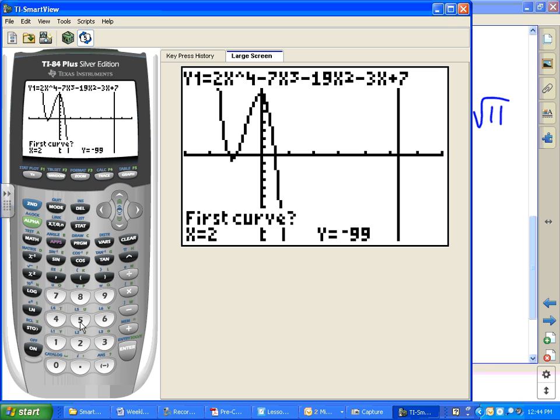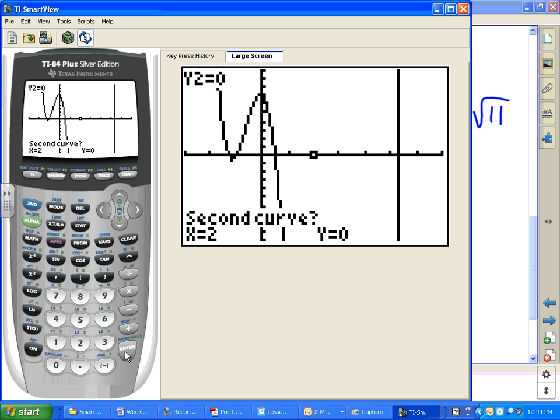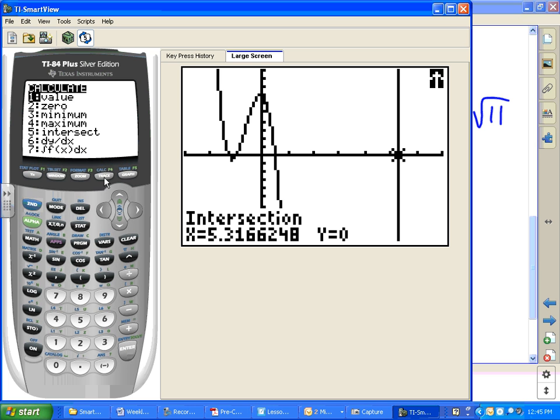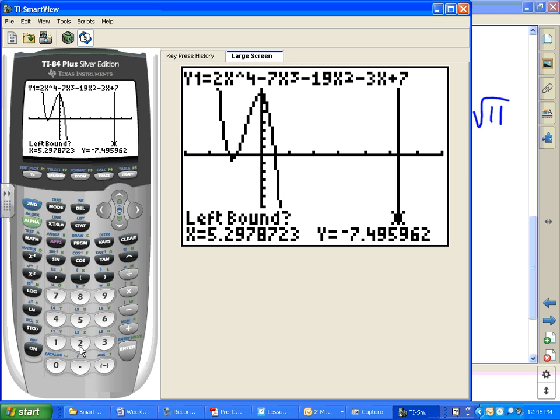All right, my first curve is this quartic function. I can hit enter there. My second curve is the line y equals 0. Hit enter there. And if I scroll over here and hit enter, it'll give me the decimal number for that. So regardless whether you can find the exact value or not, you can find the decimal interpretation just by finding the intersection point. Or you could use the zero finder, number 2.